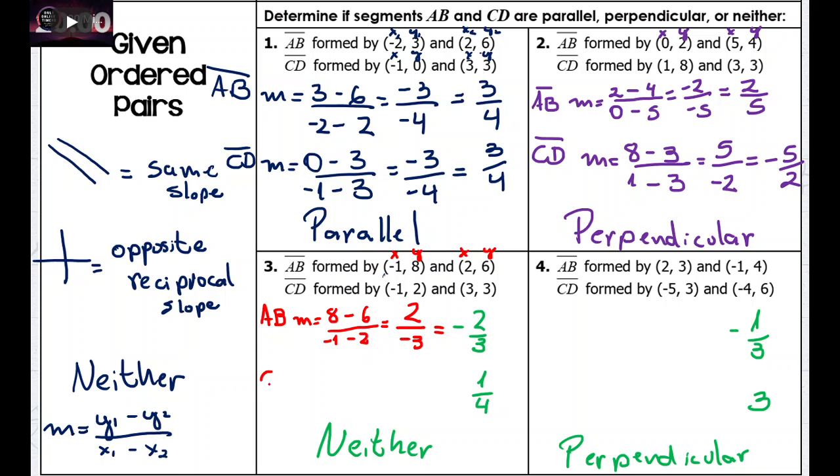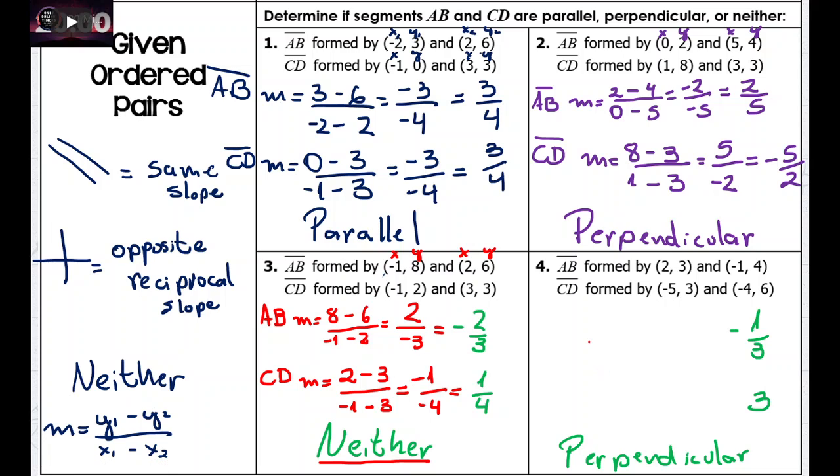And my CD slope is y1, sorry, 2, minus y2, 3, so 2 minus 3, over my x1, negative 1, minus my x2, negative 3. 2 minus 3 is negative 1. Negative 1 minus 3 is negative 4. Negative divided by negative is positive, 1/4. Guys, do I have any relation between negative 2/3 and 1/4? No, none. That is why it is neither.